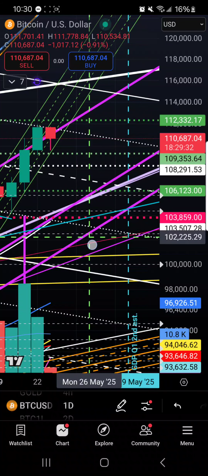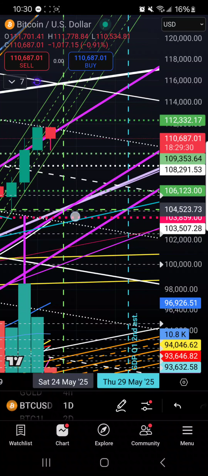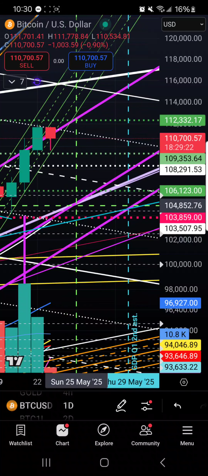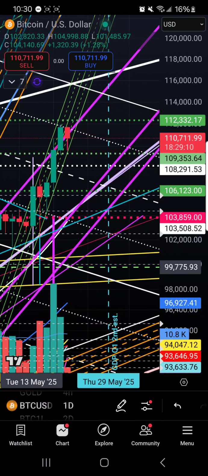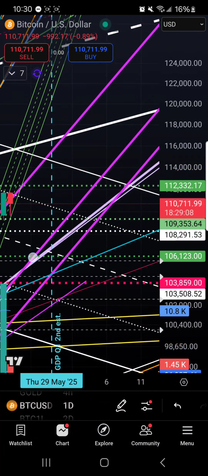I'm thinking we may correct down to this fuchsia colored line right at around 106 over the weekend, and see if that holds. And if it does hold, I don't know, maybe this just keeps going. If it does hold, let's follow this channel.